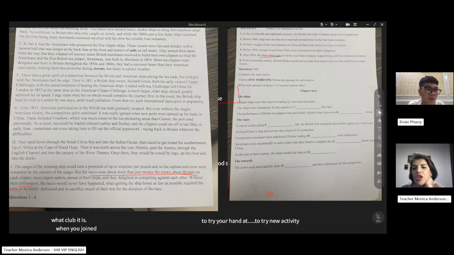Money first, but not just money. The races were about more than just money, the crews. About 40 men, and without their enthusiasm, the race would never happen, since getting the ship home as fast as possible required the crew to be totally dedicated and to sacrifice much of the rest for the duration. So motivated by money and enthusiasm.